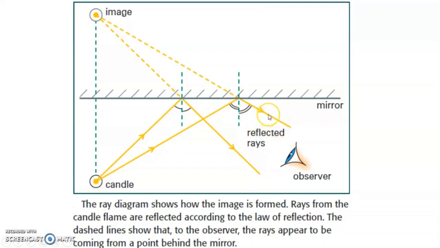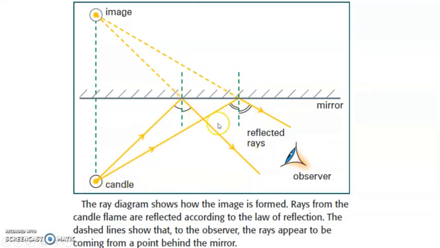So apparently, we say that the image there is virtual because these rays are not coming from there, but they appear as though they are diverging from that point where the image is, okay? Right. So you need to be able to do this. You just draw two random rays, okay?